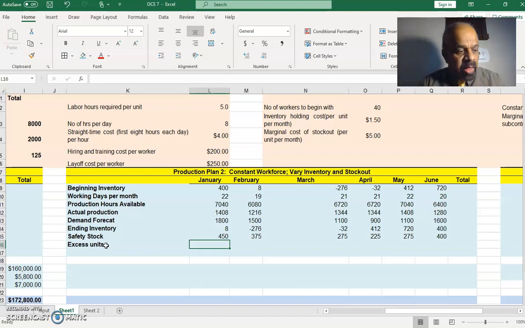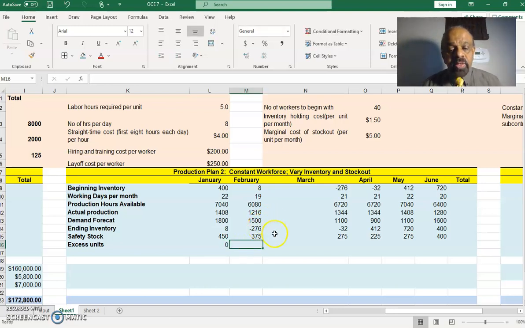If the ending inventory is greater than the safety stock, then I'm going to take the difference of ending inventory and safety stock. If the ending inventory is not greater than safety stock, or equal to safety stock, then it is going to be equal to 0. Is 8 greater than 450? Nope. So it is going to be 0.